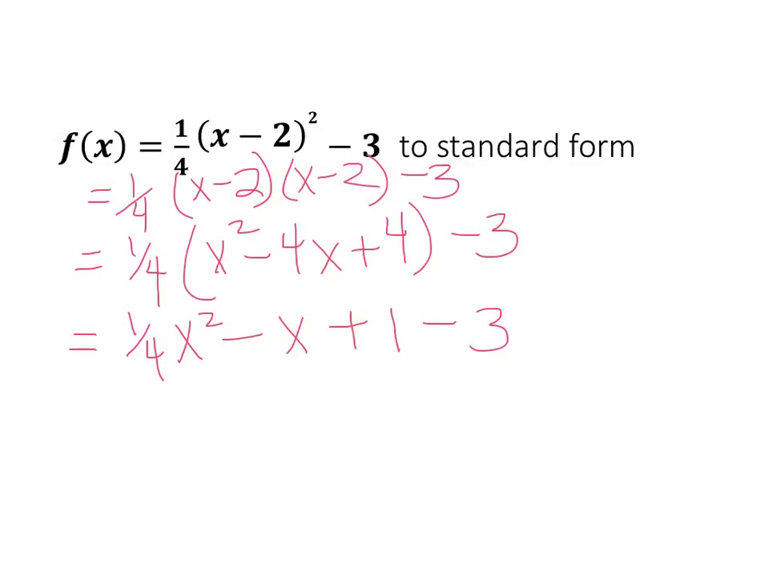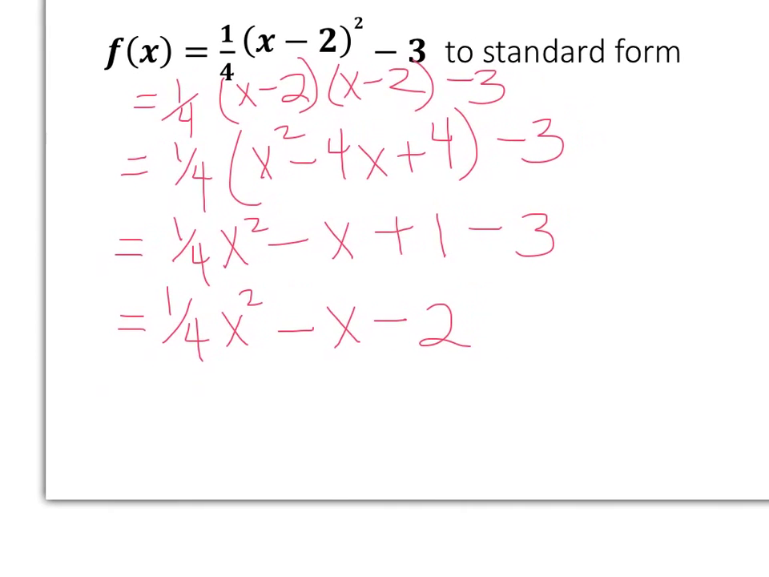Okay, and then we would simply combine like terms, and we notice that we can combine the plus 1 and the minus 3 together, and that gives us 1/4 x squared minus x minus 2, and this is now our equation in standard form. So we can simply write f of x is equal to 1/4 x squared minus x minus 2.